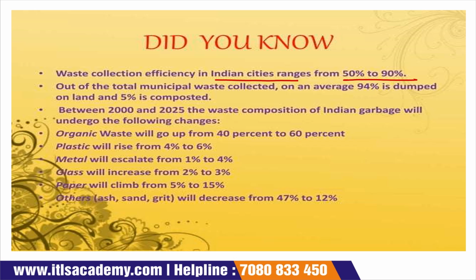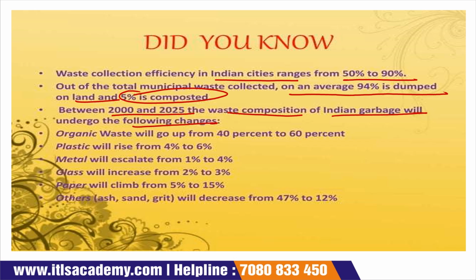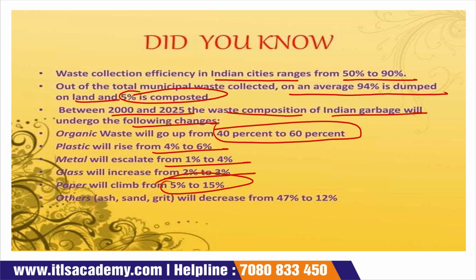Out of the total municipal waste which is collected, on an average 90% is dumped on land and 5% is composted. Between 2000 to 2025, the waste composition of Indian garbage will undergo the following changes. Organic waste will go up from 40% to 60%. Plastic will rise from 4 to 6%. Metal will accelerate from 1 to 4%. Glass will increase from 2 to 3%. Paper will climb from 5 to 15%, and others like ash and grit will decrease from 47 to 12%.